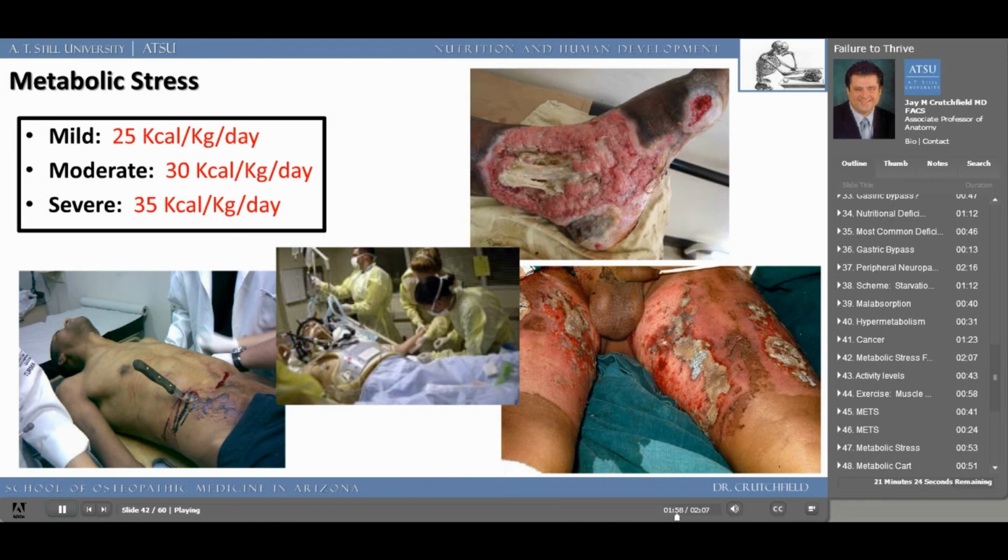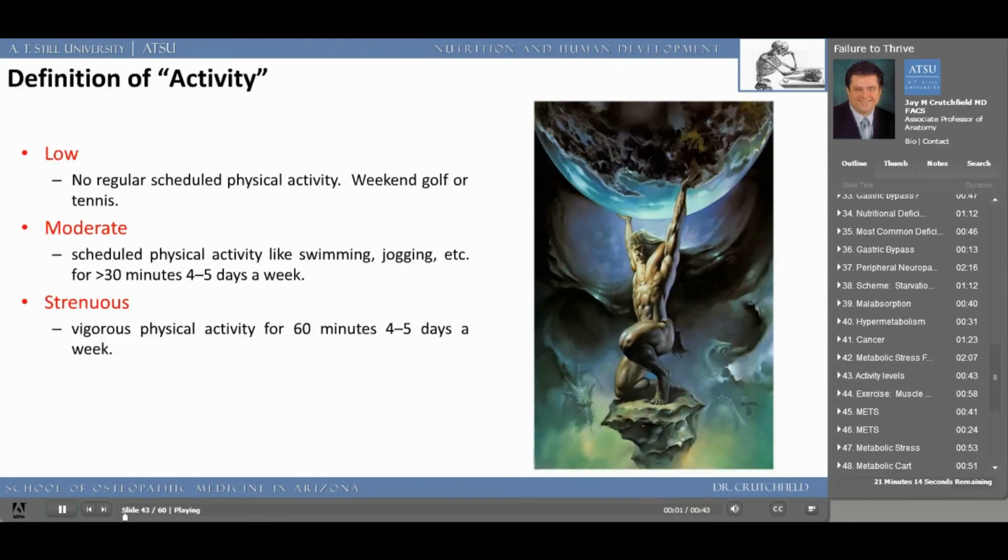Then we have to make a guess on how sick our patient is. But is it always just a guess? Can we get better? Is there more science behind this? There is. But first we have to define the levels of activity: low, moderate, and strenuous activity. We all can take a look at this list and see just about where we are. This will all affect our caloric intake.